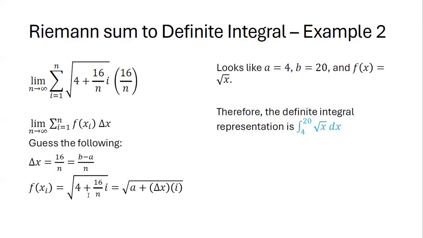If a is 0, then your b will probably be some not nice number at all, and your f of x might be a little different as well. So try to keep your life as simple as possible and make these simple guesses like that.